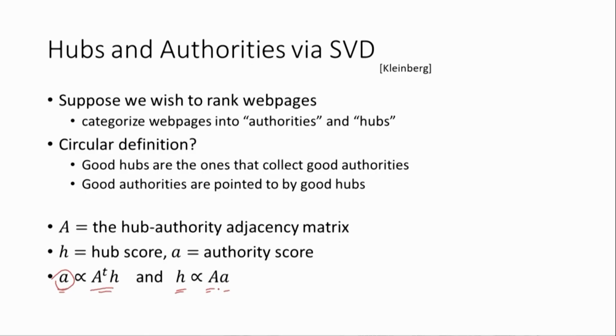right? Similarly, the vector H is capital A times small a, which means that if you are pointing to high authority pages, then your hub score should be proportional to the sum of these authority scores, right? So then this is one way in which I could make this circular definition concrete. Given the matrix capital A, can I come up with a vector H and a vector A such that these 2 conditions are satisfied? That the vector A is proportional to A transpose times H, and the vector H is proportional to capital A times the vector small a, right?